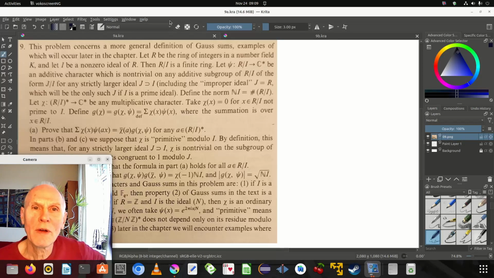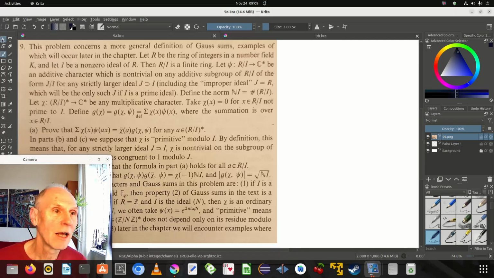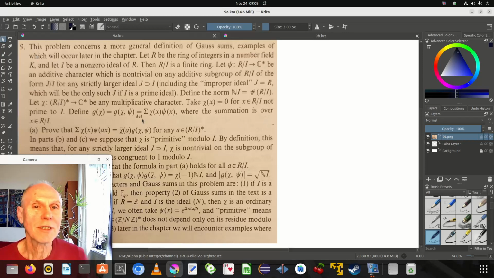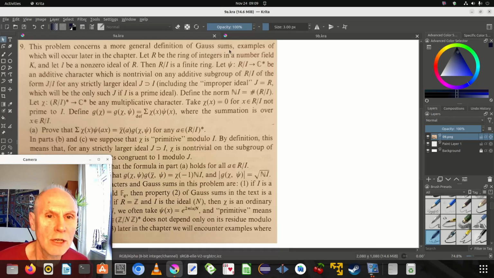Good morning, November 24th, and we've come to problem 9, and they start defining some concepts. So I'll start by making an example and see if I can understand this. It's a generalization of Gauss sums, and they'll use it later. Excellent. A ring of integers in a number field.